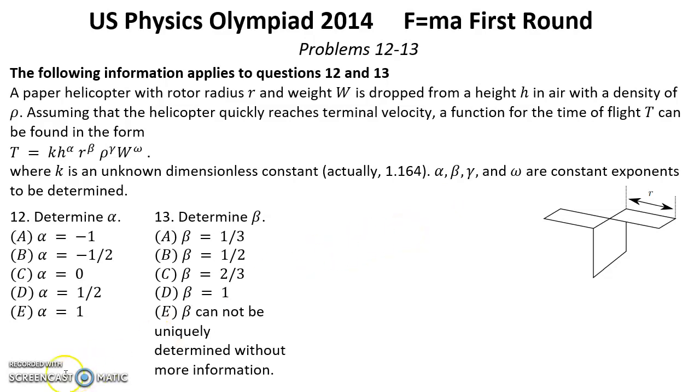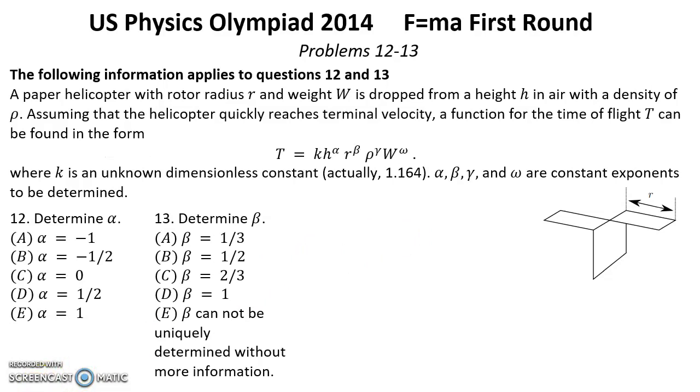Determine beta. Solution. When a helicopter reaches terminal velocity, its distance will be proportional to time. This is the formula for the distance h to travel. That equals v terminal multiplied by time. And from here we can tell that alpha equals 1, which is the correct answer E.